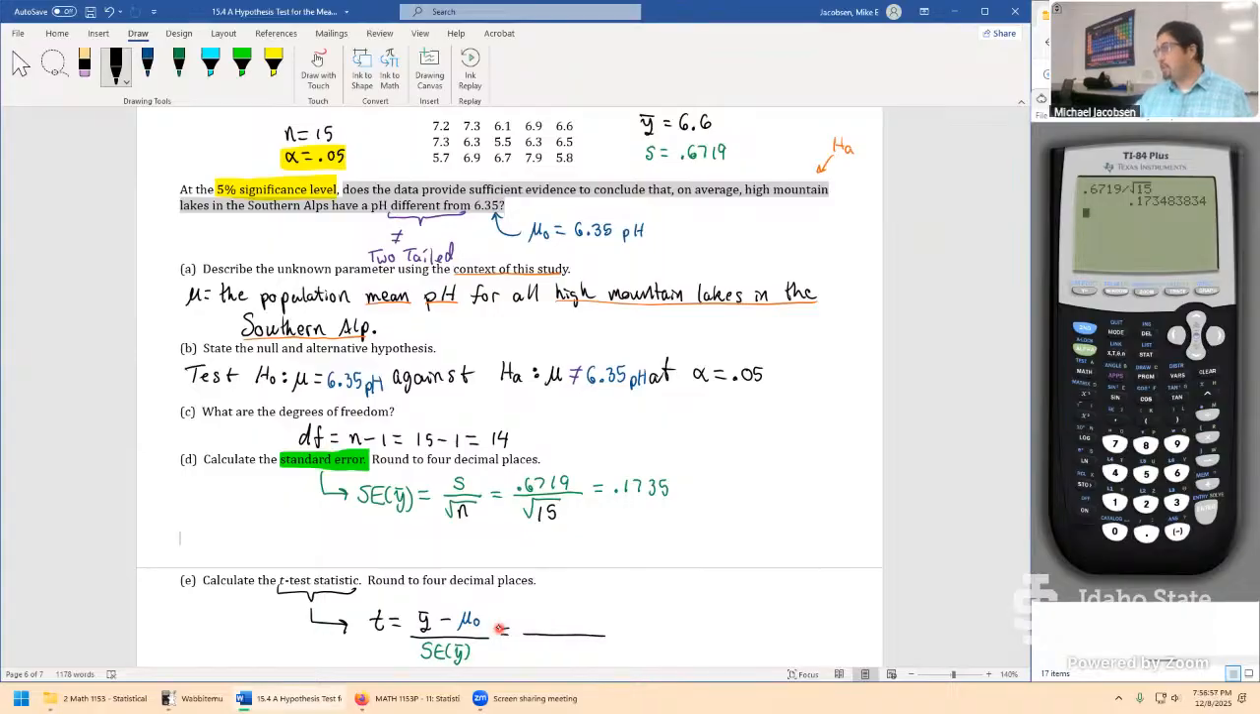Okay, so let's drop in those values. Scroll to the point where I can still see the 6.6 for y bar. It's way up here. Subtract the value mu, 6.35. The standard error is pretty small, 0.1735. But is it small enough for statistical inference? I have no idea. Let's calculate this. It'll give us a slightly better idea. First, any questions at all, folks? Putting it all together in that formula here.